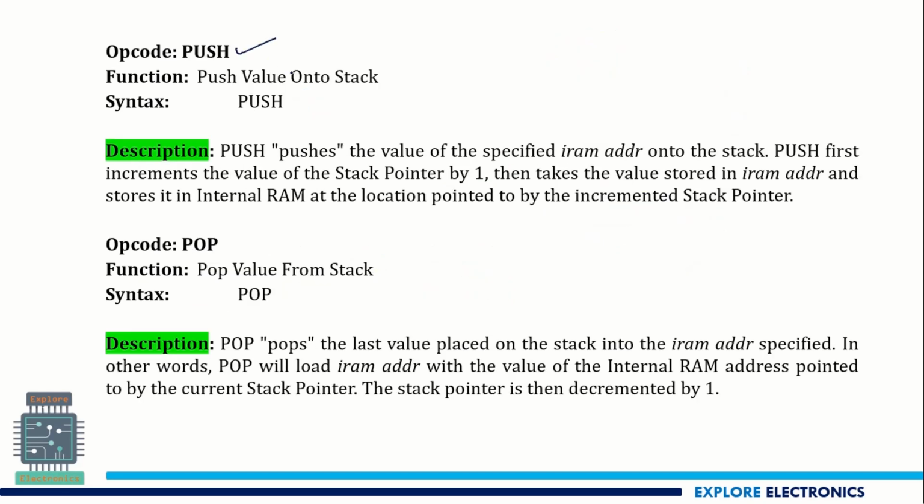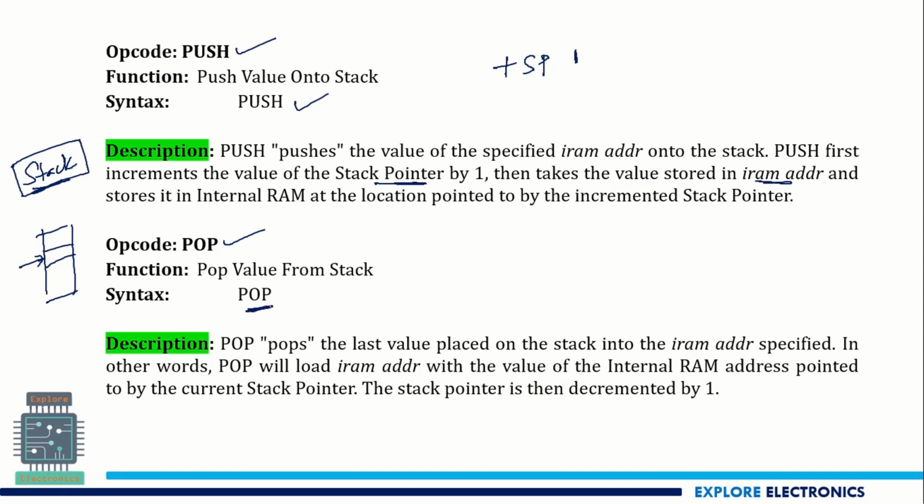Then we have push and pop instructions. These two are going to be used with the stack pointer. The stack pointer is going to indicate the memory location where it is pointing, and when the push instruction is executed, it increments the value of the stack pointer by 1. Remember, when push is executed, it increments the stack pointer by 1, and then we are going to store that value in the address which is specified over here.